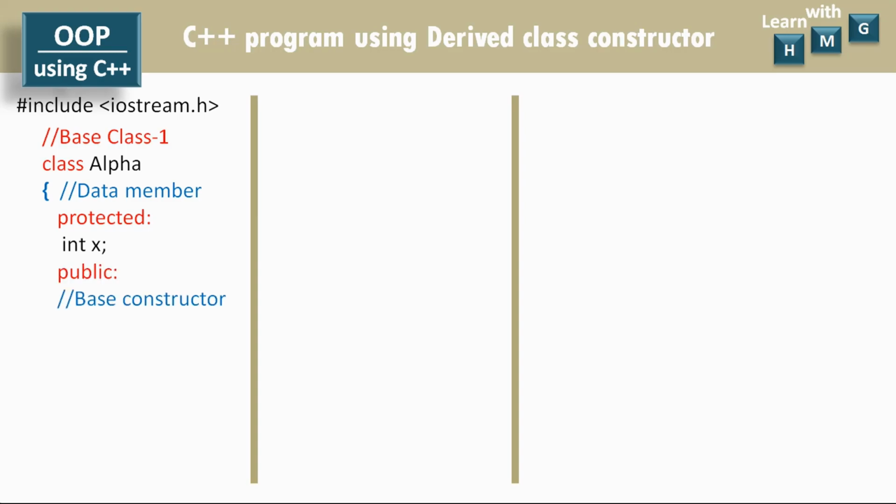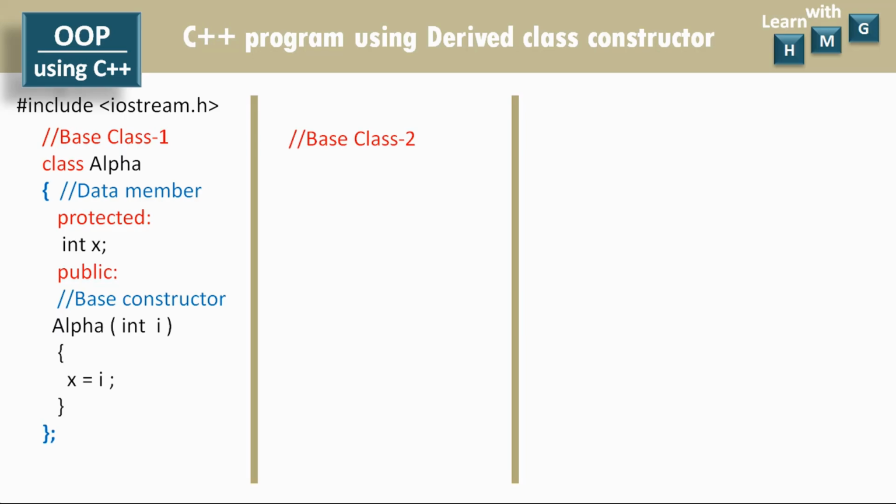In the public section, now define the base constructor alpha. Alpha is a constructor with argument i of integer type. This i argument is used to initialize the data member x. End of the alpha base class.